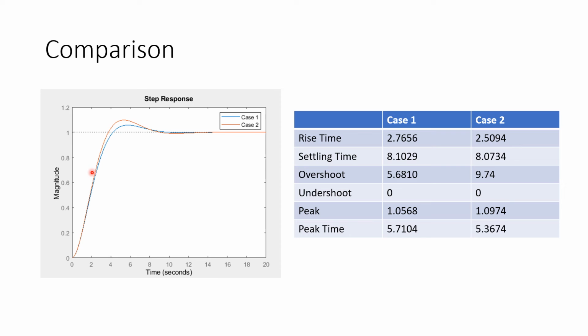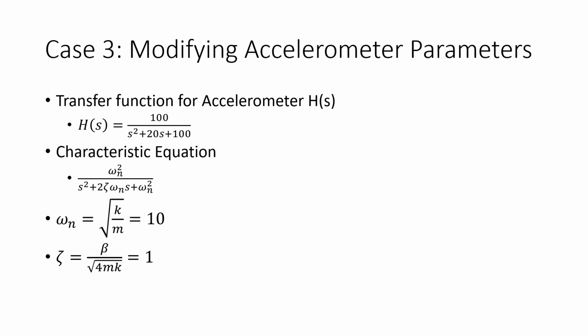Settling time also decreased. So that's the time it takes to get to 1 here. So you can see red is below a little bit. The peak is a little bit higher, and then the peak time is substantially lower. Peak time is the time it takes to get to the peak here. So there's the comparison of case 1 and case 2 with the accelerometer.